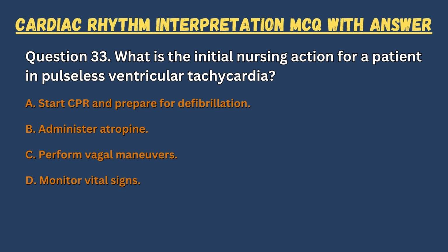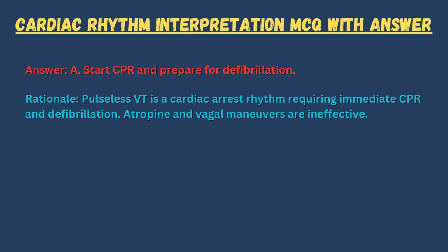Question 33. What is the initial nursing action for a patient in pulseless ventricular tachycardia? A. Start CPR and prepare for defibrillation. B. Administer atropine. C. Perform vagal maneuvers. D. Monitor vital signs. Answer: A. Start CPR and prepare for defibrillation. Rationale: pulseless VT is a cardiac arrest rhythm requiring immediate CPR and defibrillation. Atropine and vagal maneuvers are ineffective.